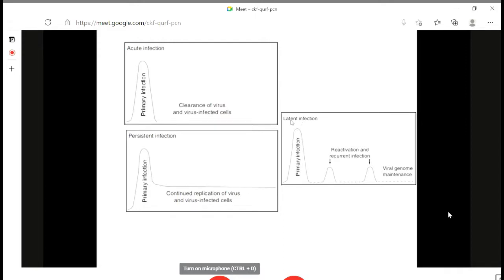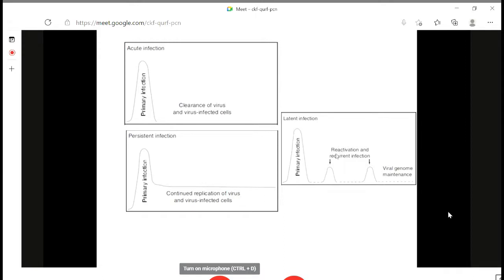Then in latent infection, what happens after an acute phase of disease is that no active virus particles will be formed. It will come down to the baseline this way, but the virus will remain within certain cells. No active virus particles are produced. That's why in the graph you can see it at the base level.